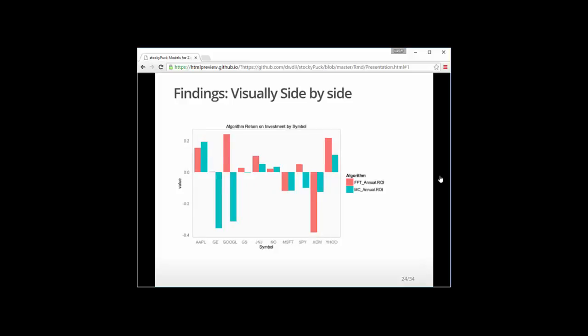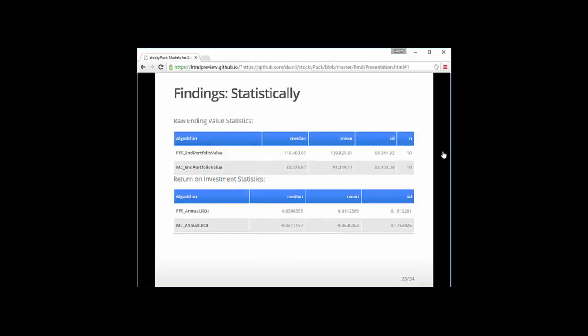This chart shows the annualized returns by security. Again, it seems the Monte Carlo model is not performing as well as the Fourier. Looking at summary statistics, we see the Fourier transform has a higher median and mean, but also has a higher standard deviation as compared to the Monte Carlo approach.